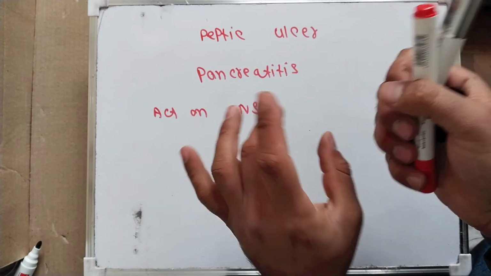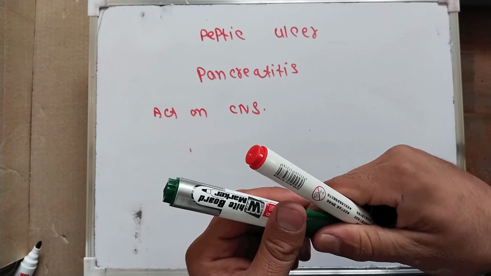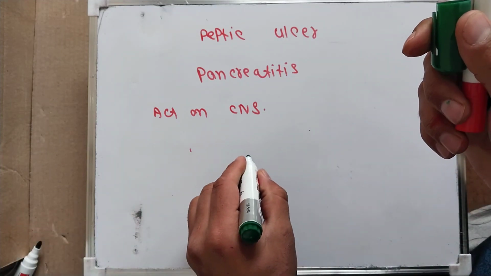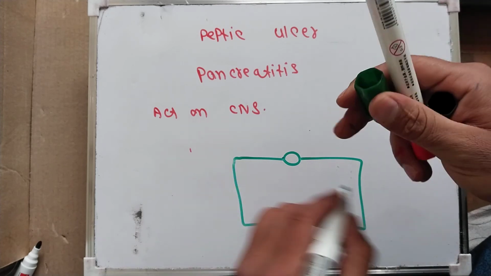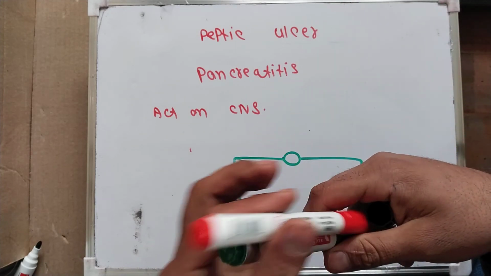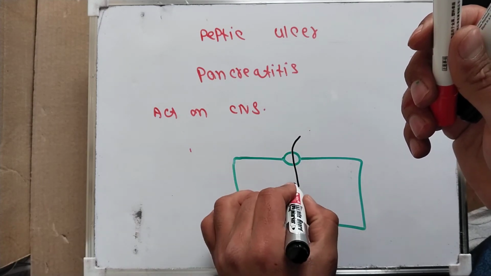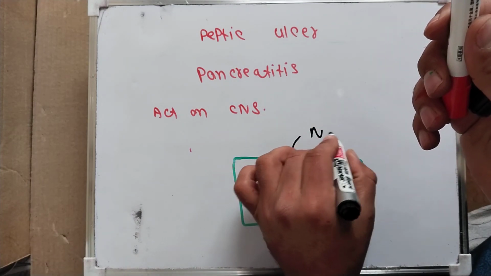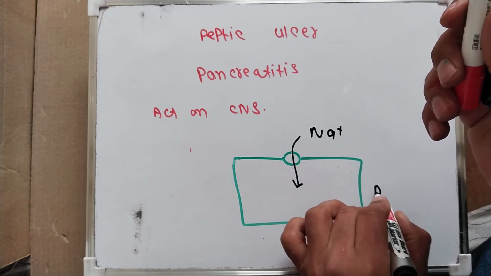Now, action on the central nervous system. In the central nervous system, we know that during depolarization, we have a cell of the central nervous system. This is a sodium channel, and through this sodium channel, normally sodium ion moves inside this cell during depolarization.